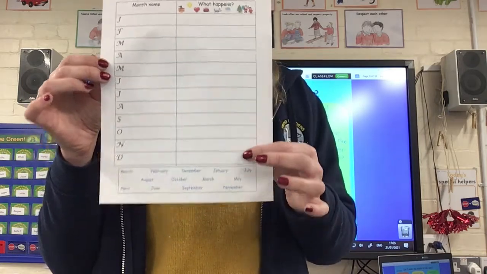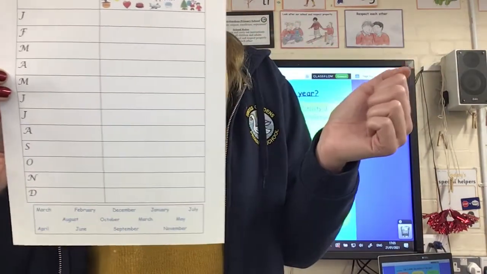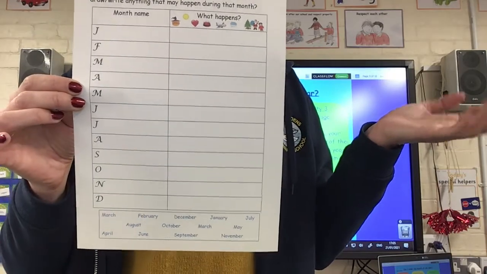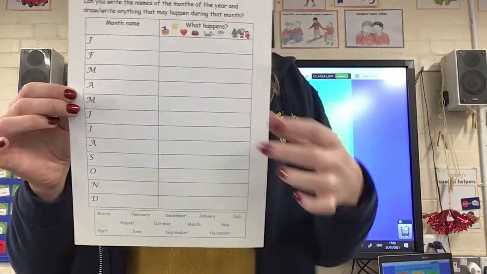So as many different things as you can. See if you can fill out what happens at that time of the year. Okay, you might have spaces next to some of them. Maybe ask mums and dads, they might be able to give you some ideas. These pictures may also give you some ideas.